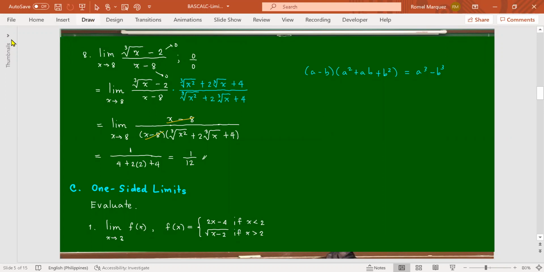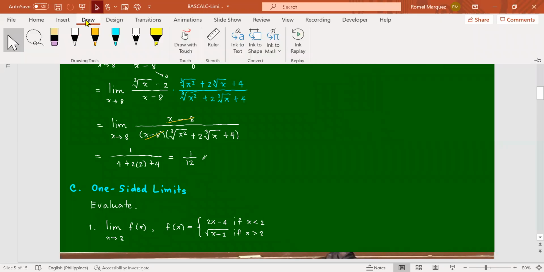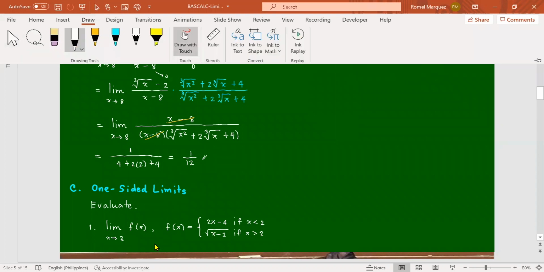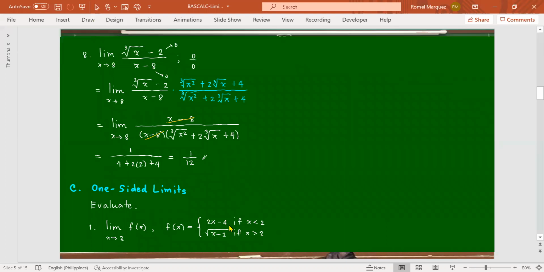Mr. Officer, what can we say about that? To evaluate this, we apply one-sided limit. Okay? So una muna, let's get the limit from the left. Kasi magkaiba yung condition, no? At dalawa yung functions natin. Depende sa what? Sa domain, sa subdomain.